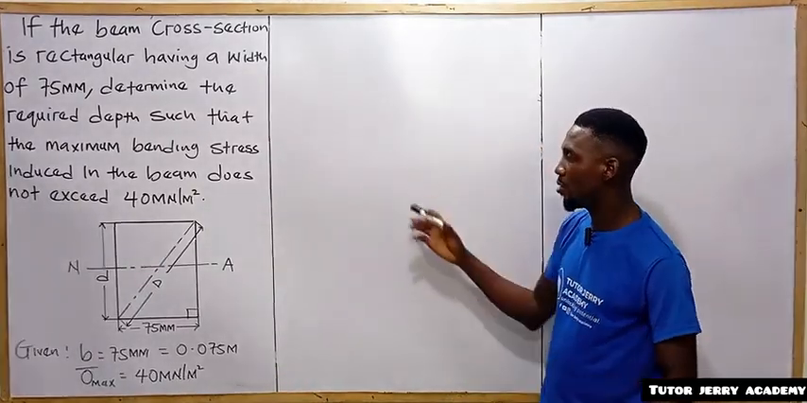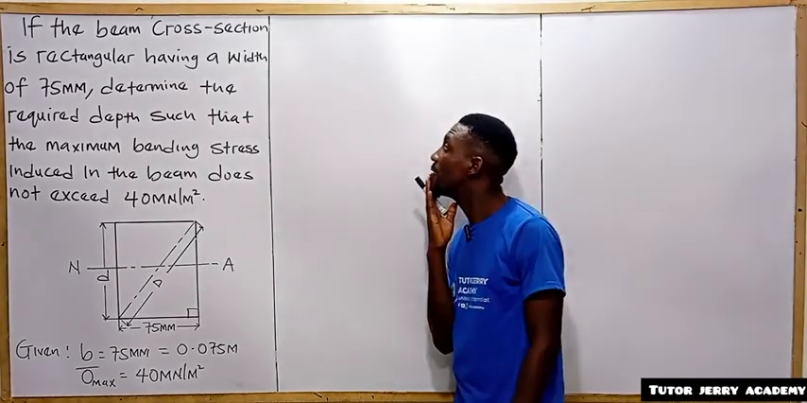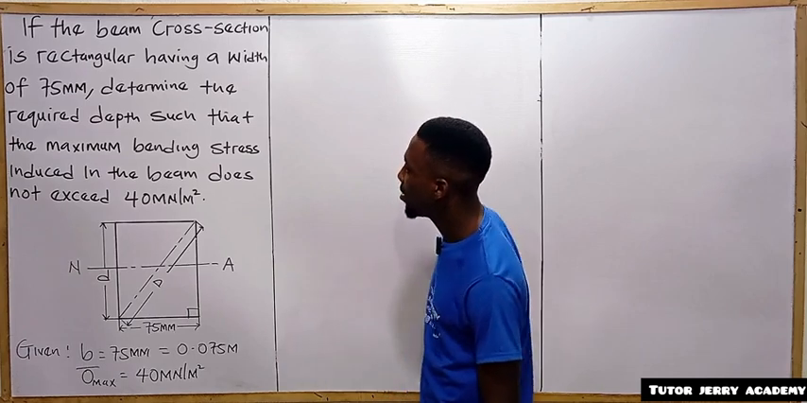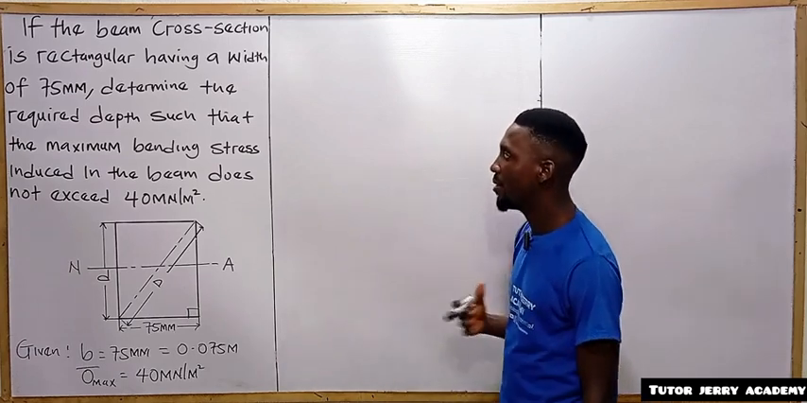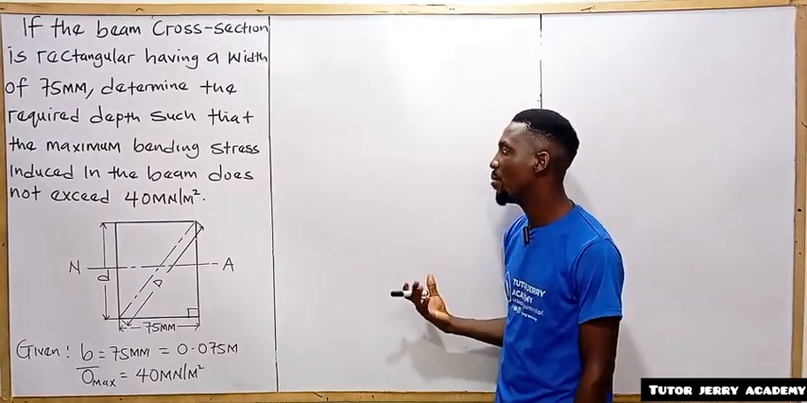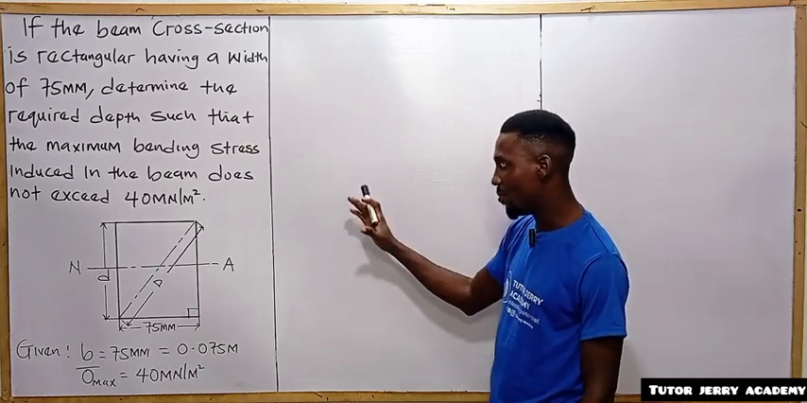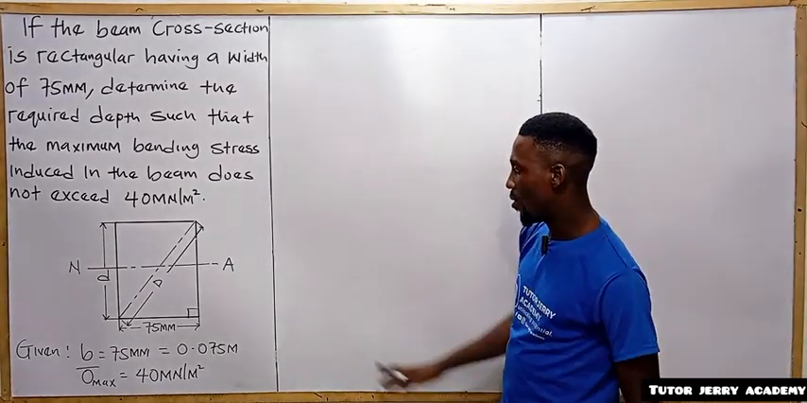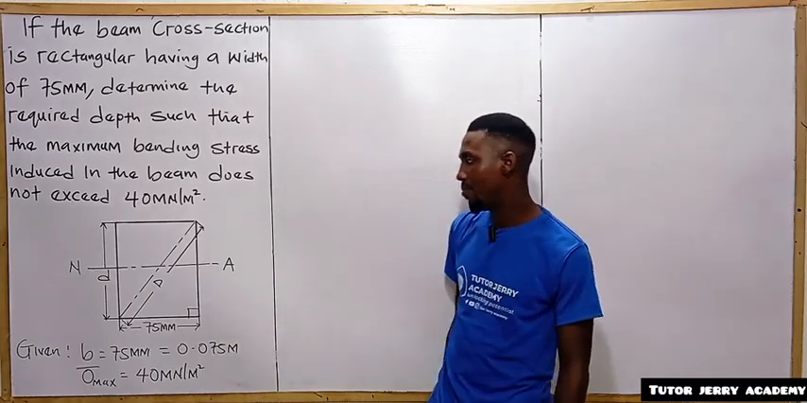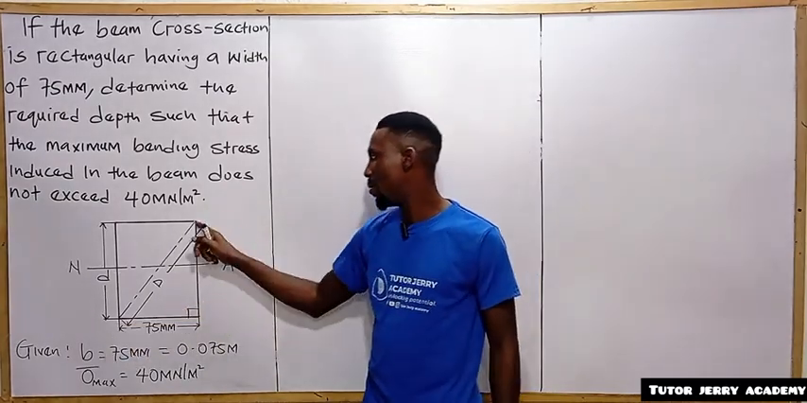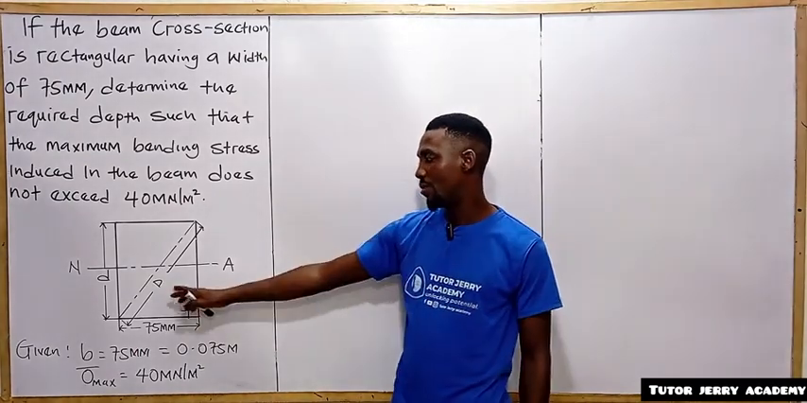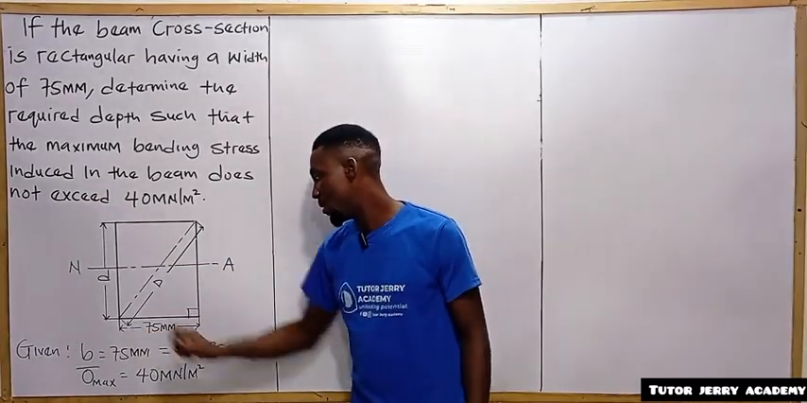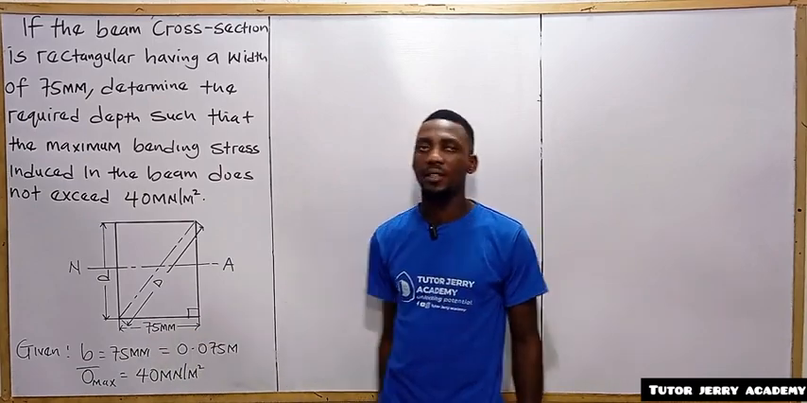Alright, we are going to solve the question above. The question says: if the beam cross section is rectangular having a width of 75 mm, determine the required depth such that the maximum bending stress induced in the beam does not exceed 40 meganewton per meter square. And of course, this is our rectangular beam, and from this point to this point is the diagonal, which is represented by D, from this point to this point is the depth, and from this point to this point is 75 mm. So these are the given data.